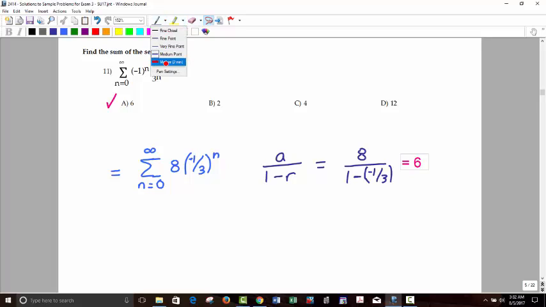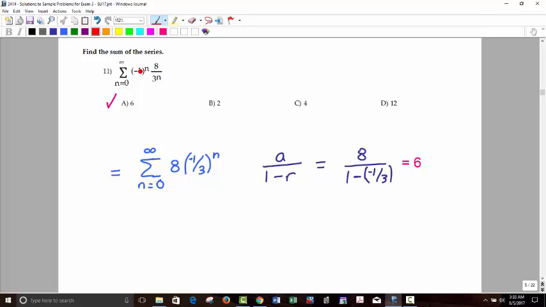Now we don't have to pay much attention to the 8 right now. 8 is going to be part of the answer. 8 is going to be your value a in the a over 1 minus r formula, which is the formula for the sum of a geometric series, a converging geometric series, with n starting at 0. That's important whether it starts at 0 or not.